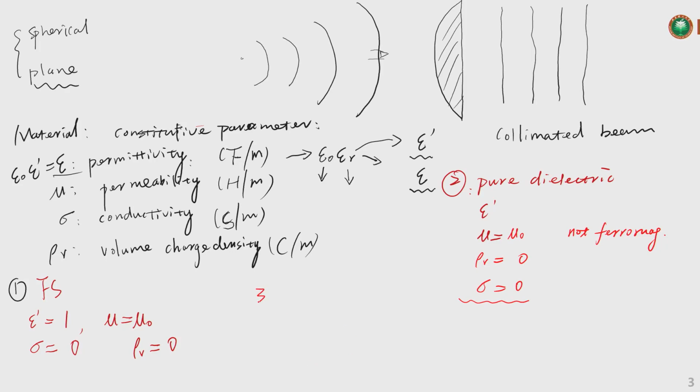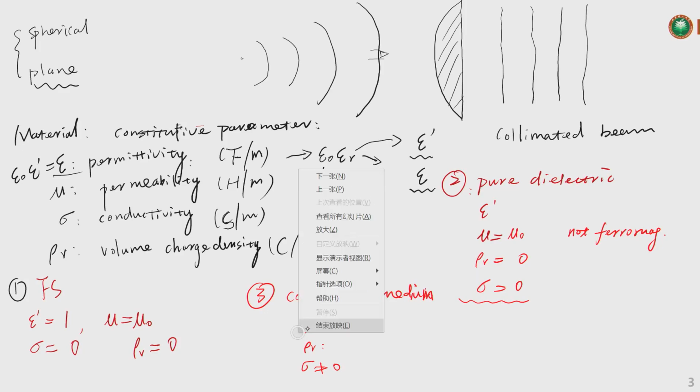The third one is the conducting medium. For a conducting medium, we know that its conductivity cannot be 0, right? The second thing is charge density. Maybe it is charged or it is not charged. It depends on the situation. And we really consider its permeability, except for the ferromagnetic materials.